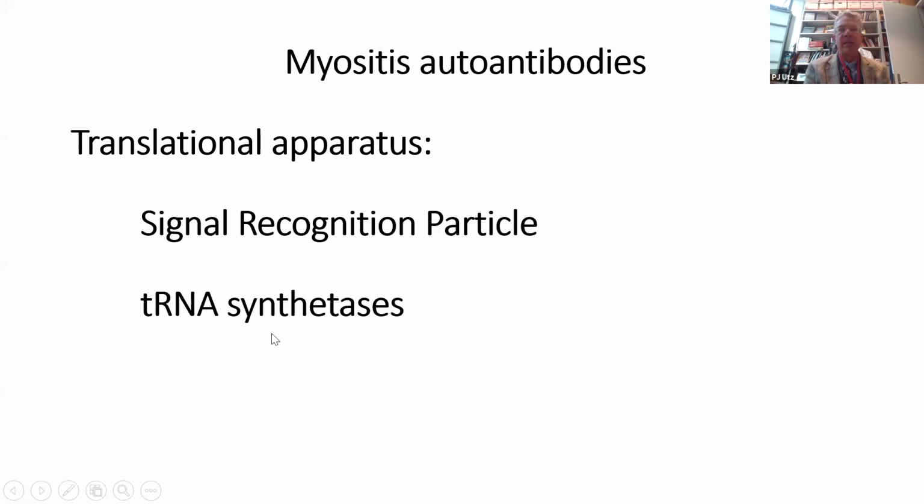So remember from your basic biology that DNA is made into RNA, which is made into proteins. And the way that the protein is made is the ribosome comes in and reads the messenger RNA and uses tRNAs to bring in the charged amino acids to construct the polypeptide chain. And so there are roughly about 20 tRNA synthetases. These are targeted in patients who have myositis.